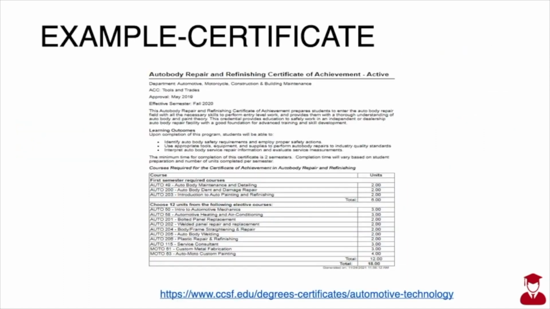Now let me show an example of what a certificate looks like. For the purpose of this presentation, this is auto body repair and finishing. You look at the courses here that are required. For the first semester, those are the required courses for this particular certificate. And then they ask you to choose 12 units from the remaining courses. Now, I will go into what the units represent in a couple more slides, but this is just an example of some of the classes that you would have to take for a certificate.